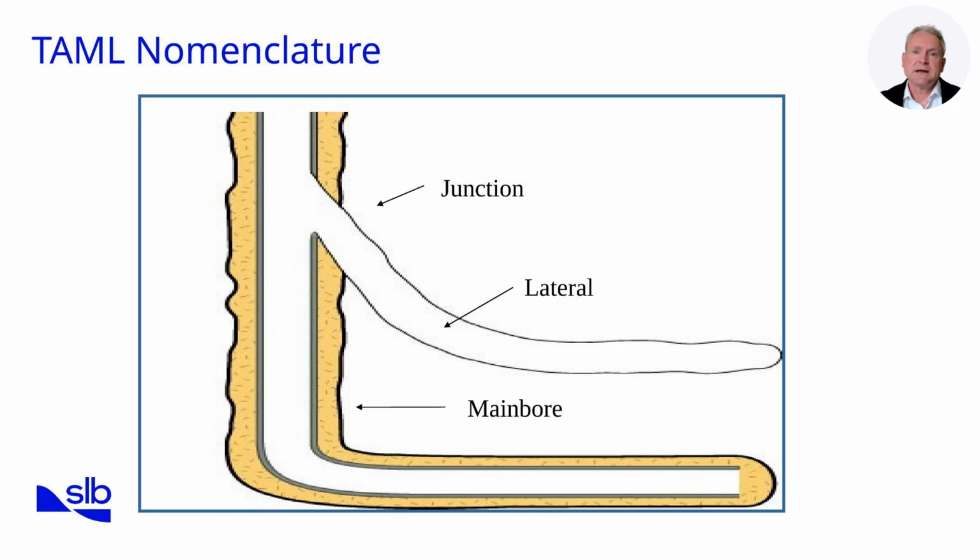The key takeaway is that multilaterals are always defined by the relationship between the main bore, the junction, and the lateral. This terminology will guide us as we move into the TAML classification levels, which describe how secure and complex the junction is.